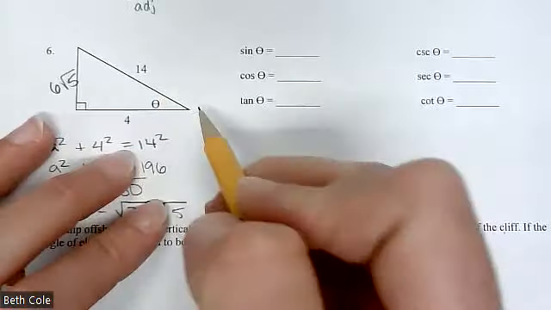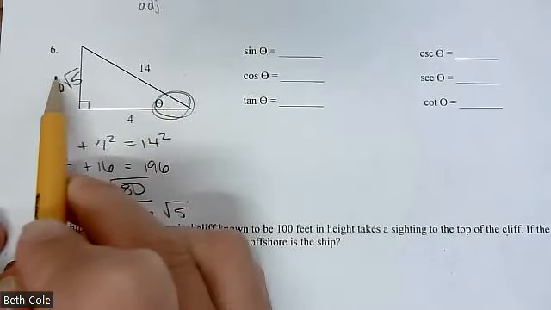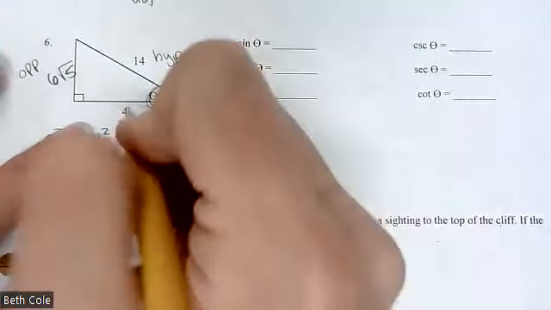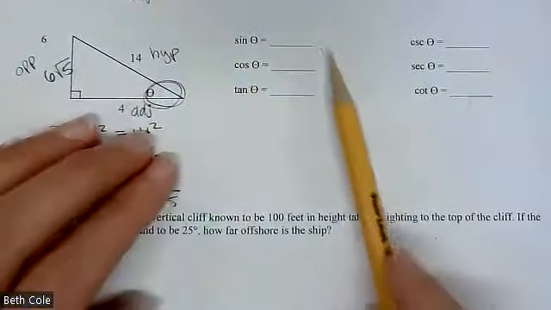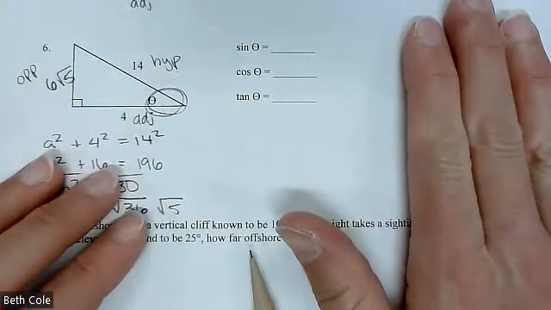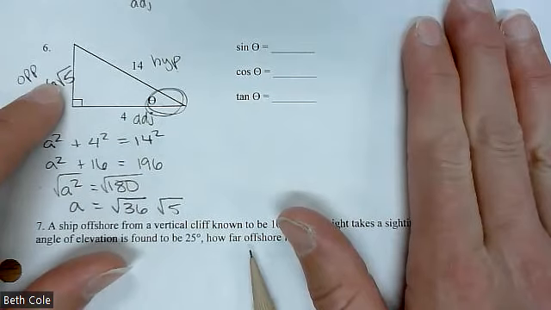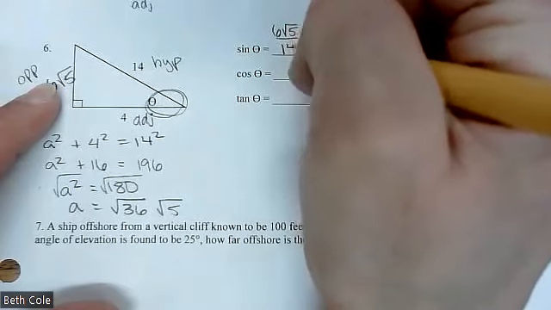Okay, here's our point of view. Let's label this. 6 square root of 5 is what? Opposite. 14 is hypotenuse. 4 is adjacent. Okay, we're going to do just these 3 first. Don't look at these. So sine would be what over what? Good. So it would be 6 square root of 5 over 14.